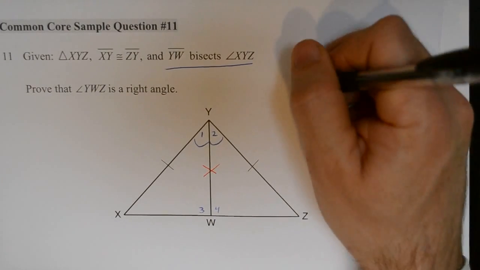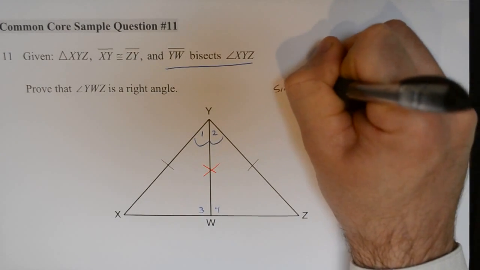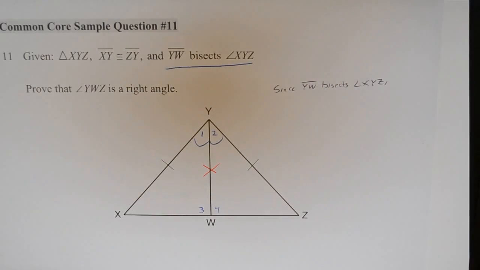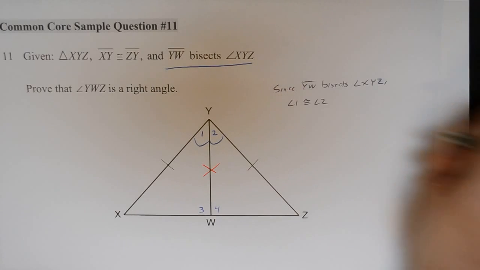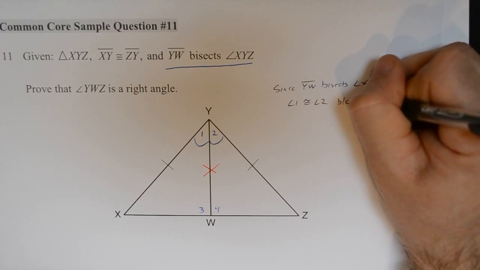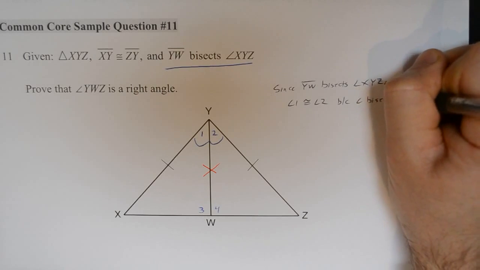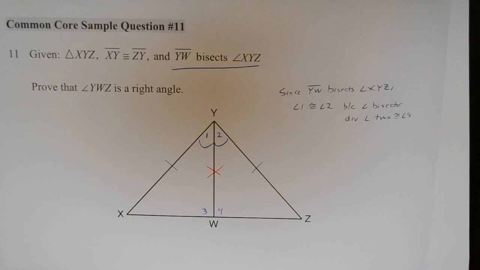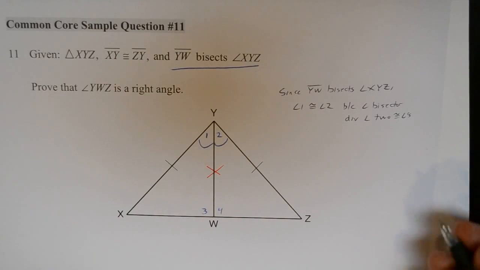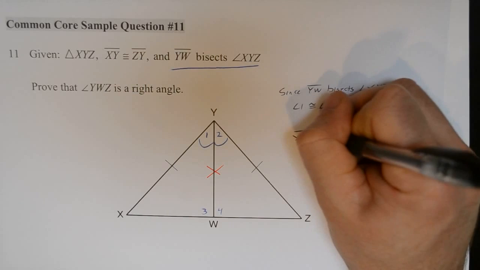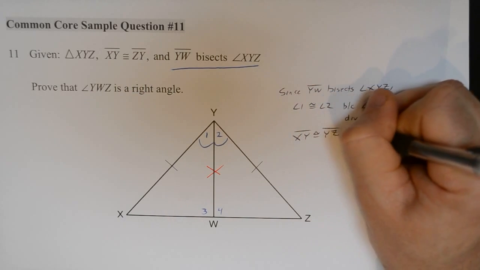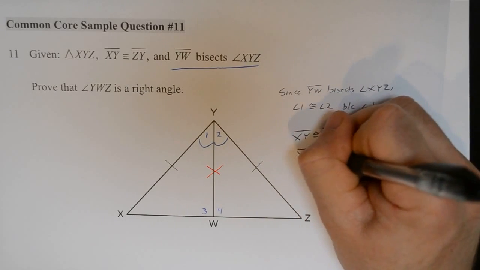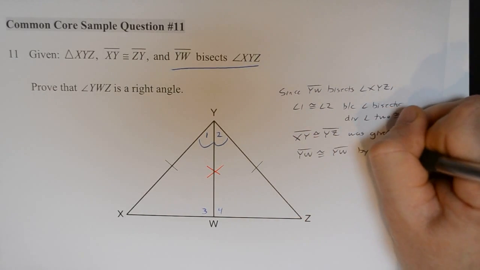Well, it's going to be pretty straightforward. Since YW bisects angle XYZ, angle 1 is congruent to angle 2. Right? And if you want to be extra careful, you can write because something like, an angle bisector divides an angle into two congruent angles. Okay? Probably could get away without it though, but let's be careful. Also, of course, we were given that XY congruent to YZ. That was given. And YW is congruent to YW by reflexive.